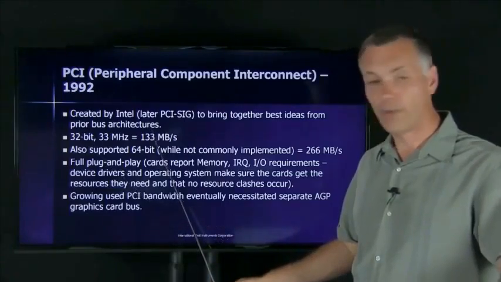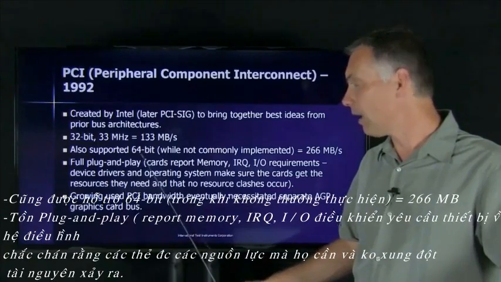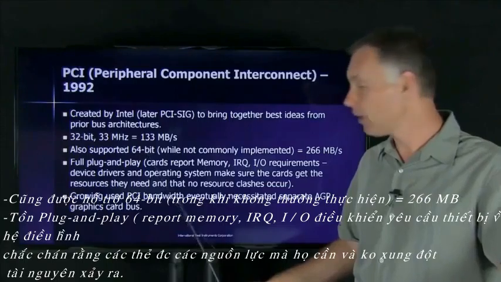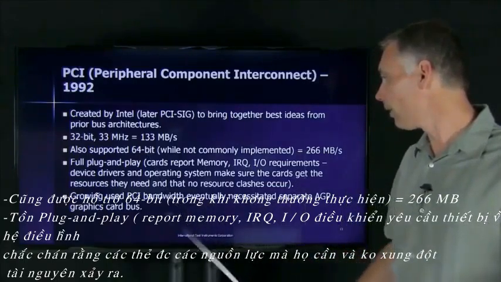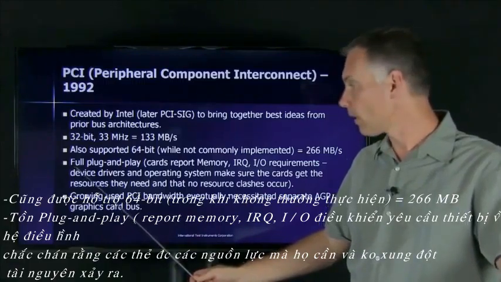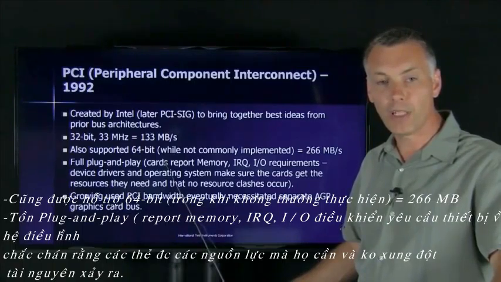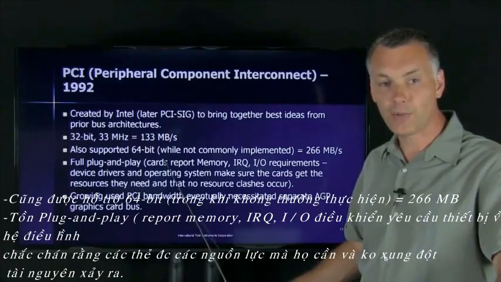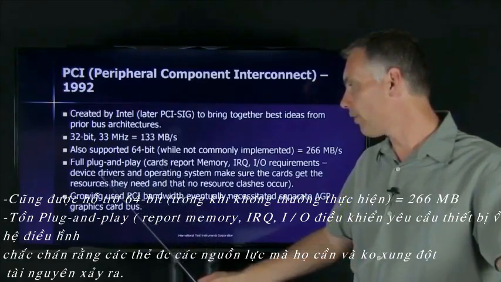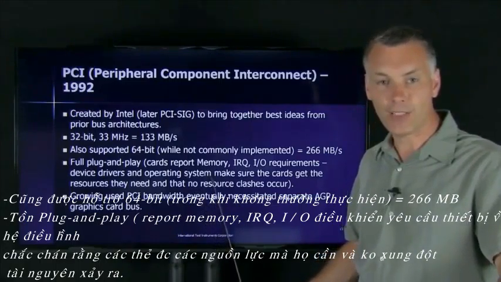The bus runs at 133 megabytes per second. 64 bits data width was supported, although not commonly implemented because of cost on the target platform. One major feature was full plug and play. And the way this works is that cards report the memory and other resources needs to the operating system. The operating system then asks the device drivers to configure the cards and to use those resources it has assigned.